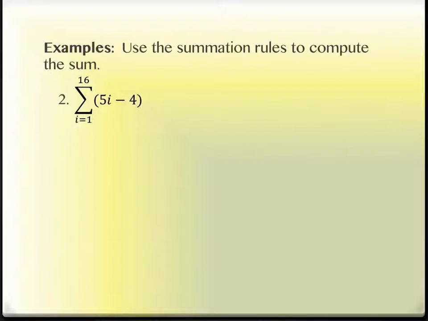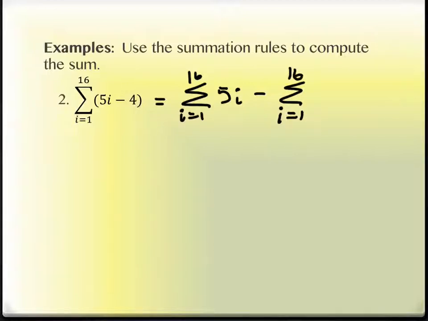So if you take a look at this first one, I'm really only going from 1 to 16. You could verify this if you wanted to by writing out the first 16 terms. It wouldn't be horrible, right? It really wouldn't. But what you would do with summation notation is you'd separate. So we would separate this to the summation from I equals 1 to 16 of 5I minus the summation from I equals 1 to 16 of 4. So far, so good?